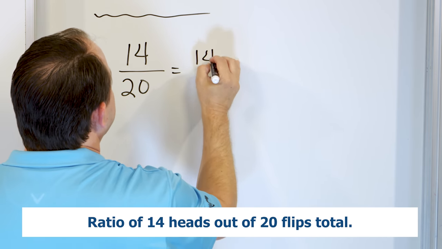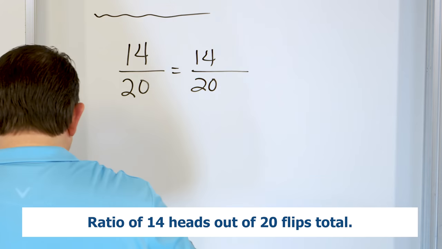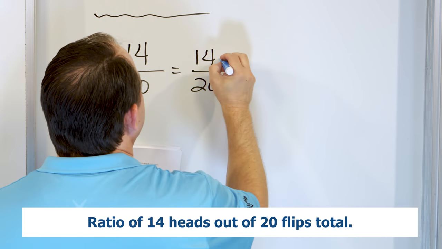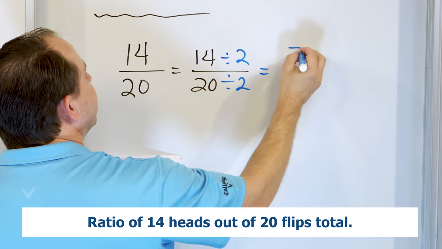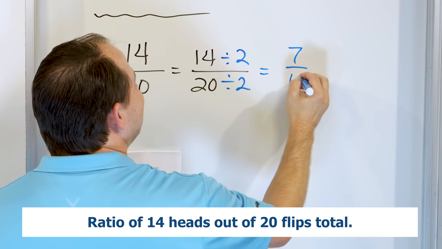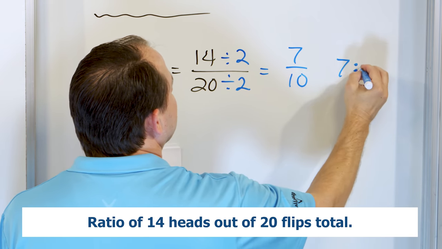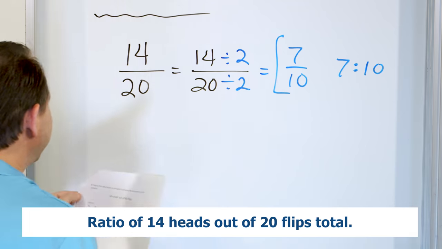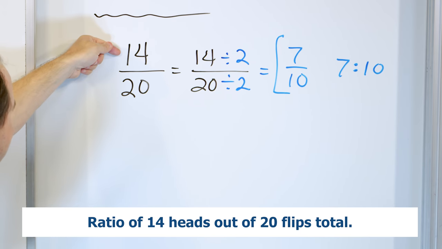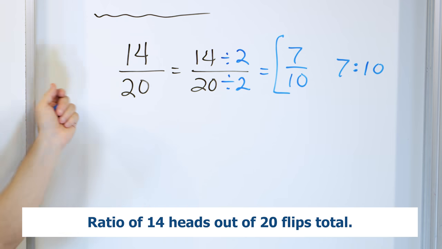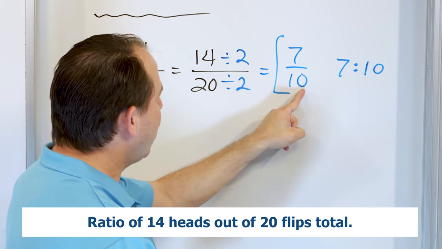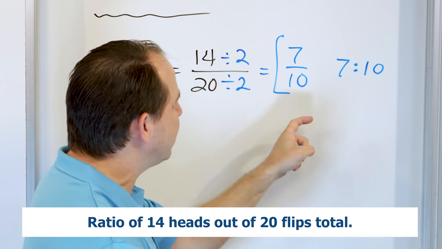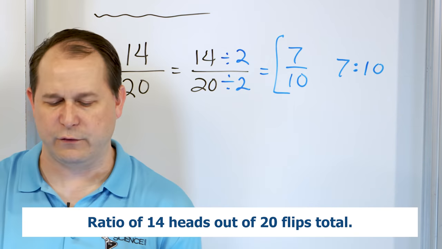But I can, of course, simplify this, right? Because I can divide top and bottom by 2. 14 divided by 2 is 7, and 20 divided by 2 is 10, and I can write this as 7 colon 10. So what I'm saying is if I get 14 heads for every 20 flips of a coin, it's the same thing as getting 7 heads for every 10 coin flips total. And this is the simplified ratio that compares those two numbers together.